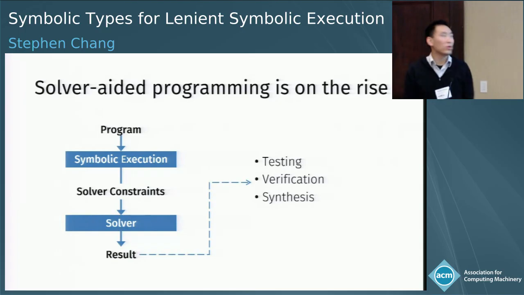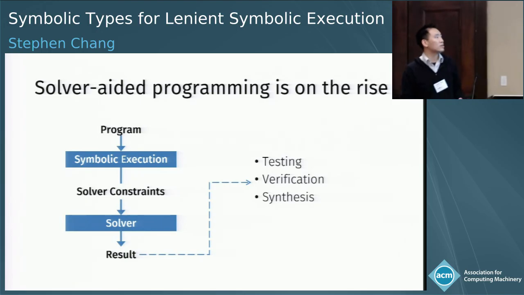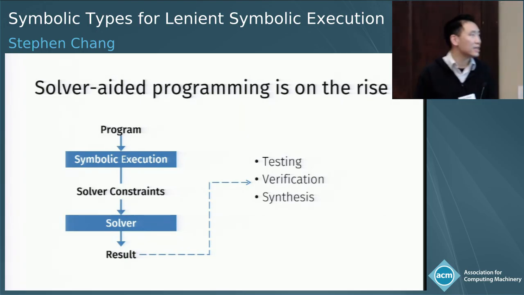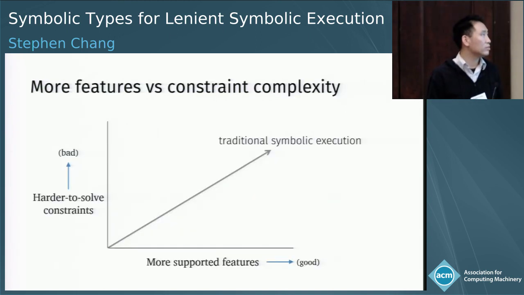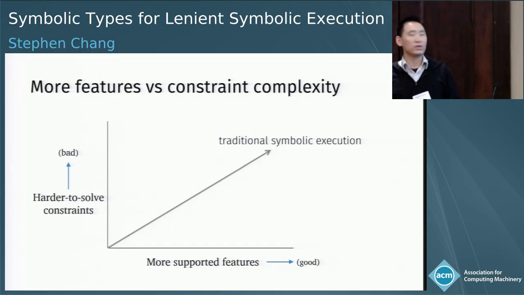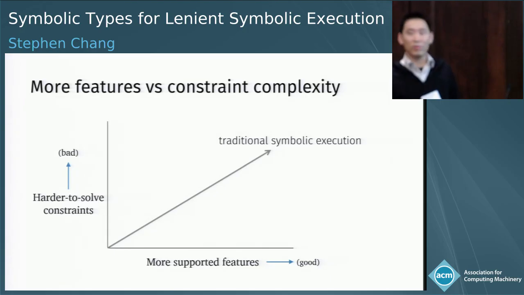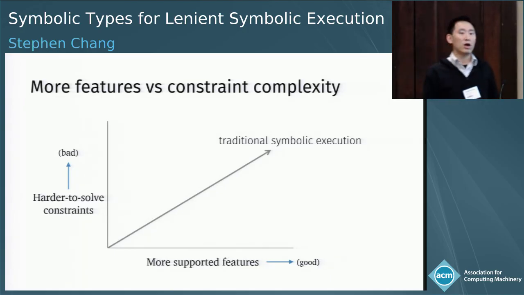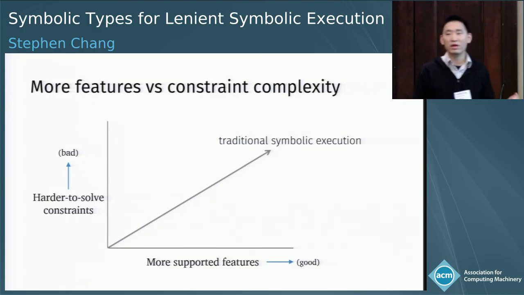So solver-aided programming is on the rise, and a common way for programmers to get a solver to help with tasks such as testing, verification, and synthesis is to use symbolic execution to first compile a program into constraints that the solver can understand. But a challenge for symbolic execution is to support a lot of program features because that enables more applications and makes it more useful. But the cost of supporting some program features is that it can produce harder to solve constraints.